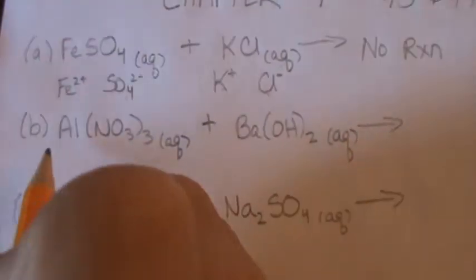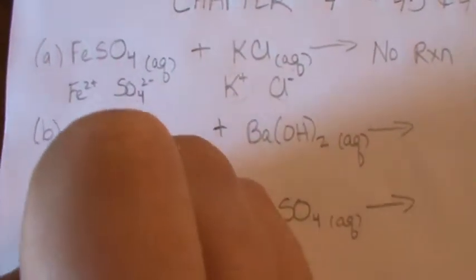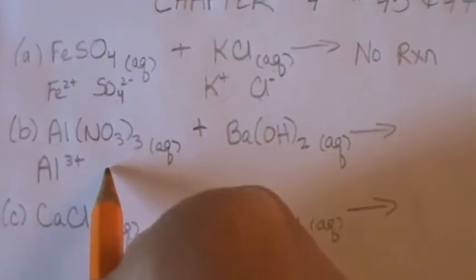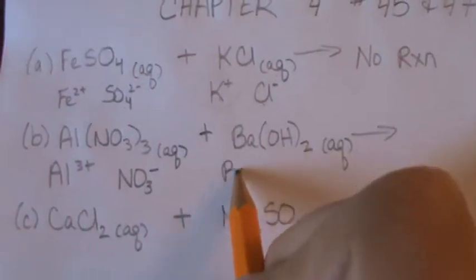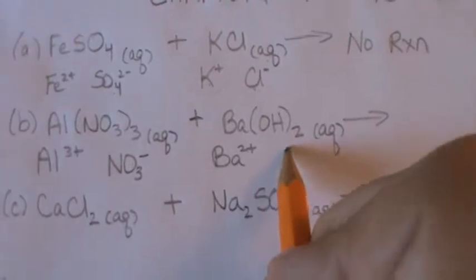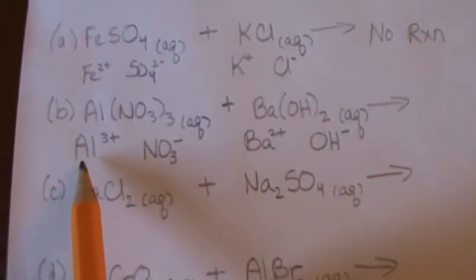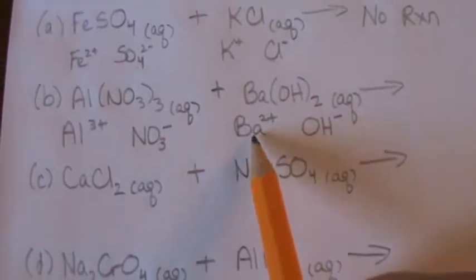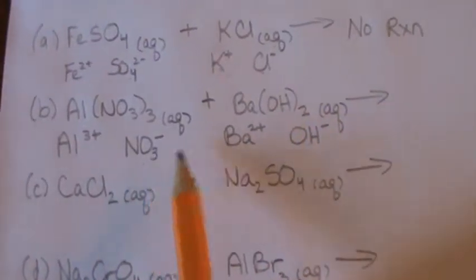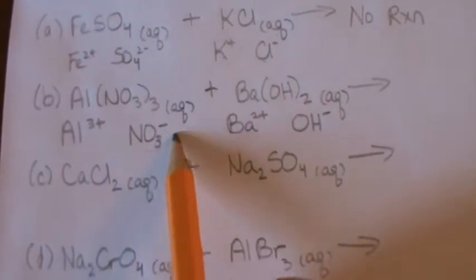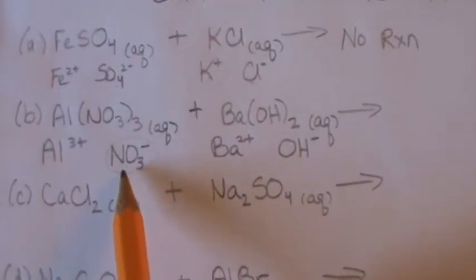Okay, so let's look at the second one. In this one, we have aluminum nitrate. And so the ions that we have involved here are aluminum and nitrate. And what I have over here is barium and hydroxide. Okay, so we know that our precipitate can't be AlNO3 because that's soluble, and it can't be barium hydroxide because that's soluble. All right, now can it be barium nitrate? Well, it can't be barium nitrate because nitrate is one of our ions that's always soluble.